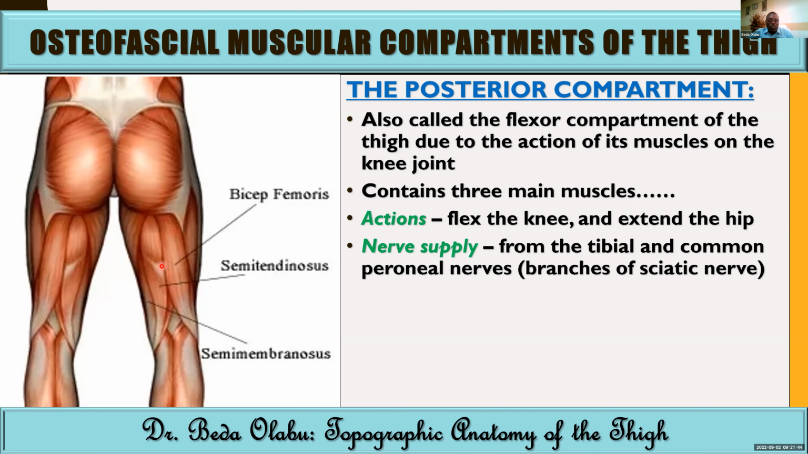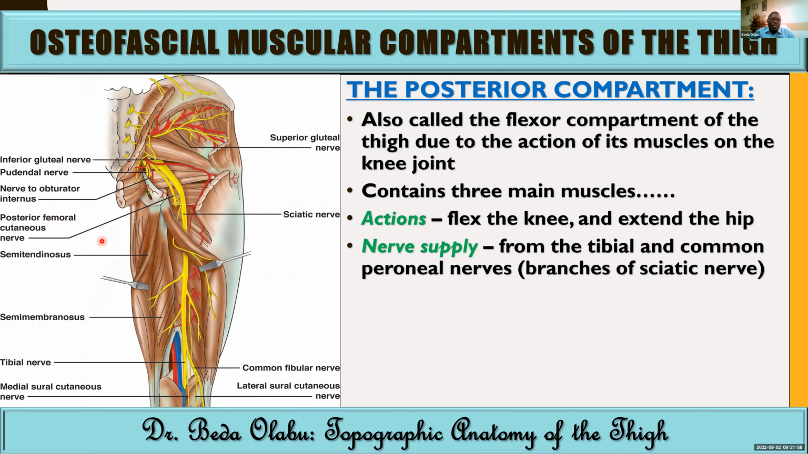So we have branches of the tibial nerve going to these muscles. We also have branches of the common peroneal nerve going to these muscles. And I'm going to specify which ones receive which one shortly. This is the sciatic nerve running in the posterior thigh. So it's also a content of the posterior thigh, and it gives branches to the muscles. Some branches come from the tibial division, and some branches come from the common peroneal division.